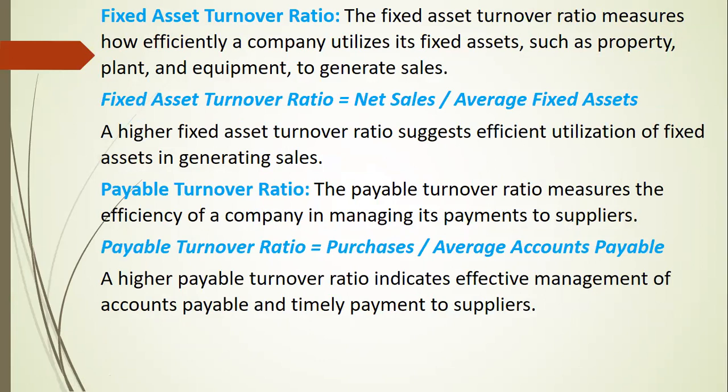Then we have the payables turnover ratio. The payable turnover ratio measures the efficiency of the company in managing its payments to suppliers. So it will be purchases over average accounts payable, isn't it? A higher payable turnover ratio indicates effective management of accounts payable and timely payments to suppliers, isn't it? And remember also under this, we also have other ratios, e.g. account receivable days, account payable days, inventory days, isn't it? We also must consider that.